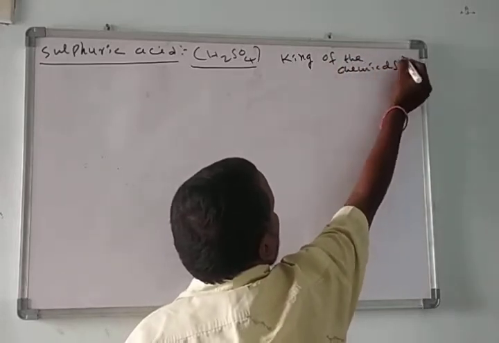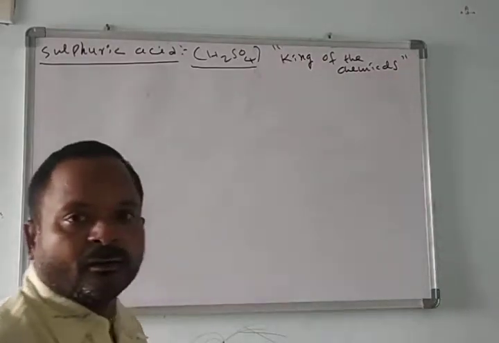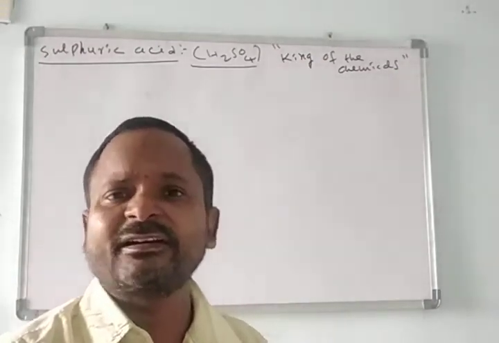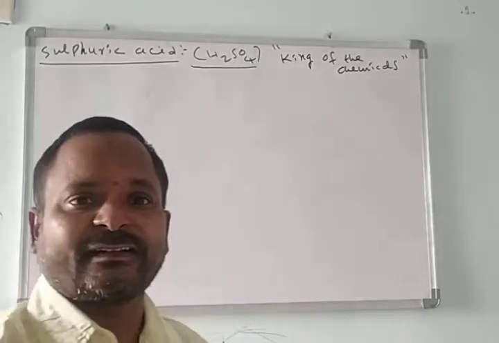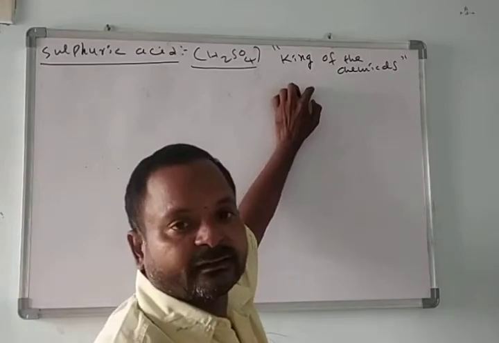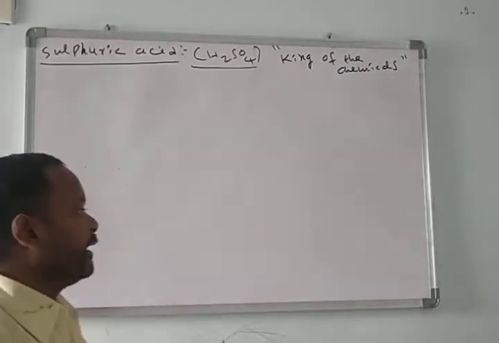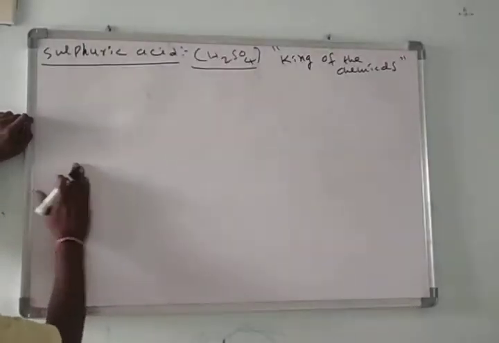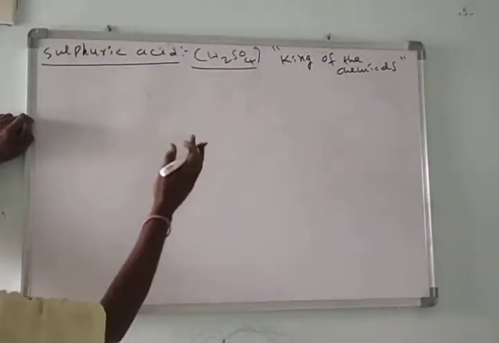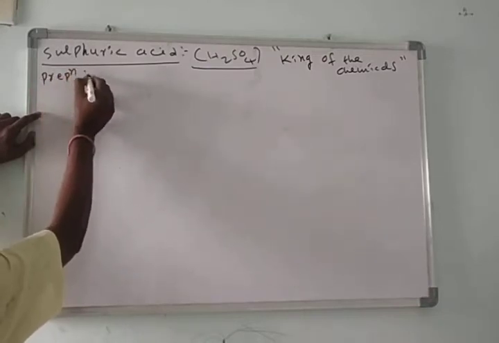Sulfuric acid has greater importance in the industrial area. Industrial area means food industry, textile industry, so many industries. That's why sulfuric acid is also called the king of the chemicals. And here, how will we prepare sulfuric acid? See the different preparations of sulfuric acid.